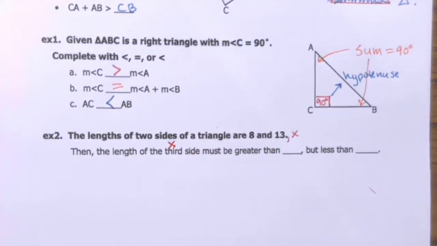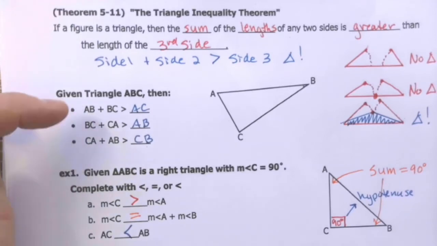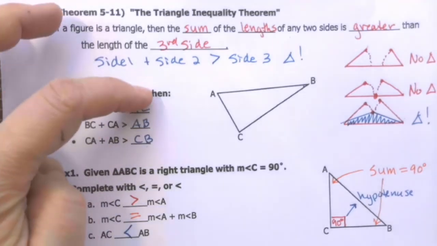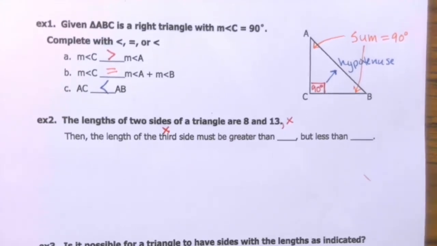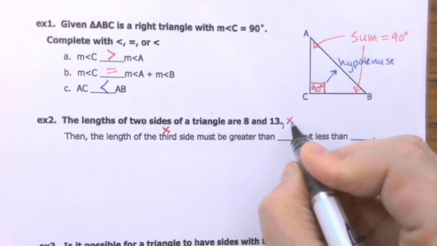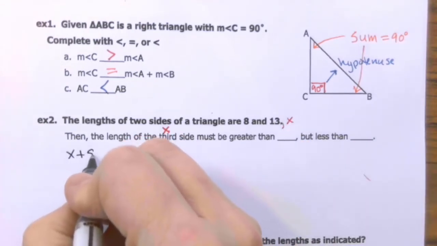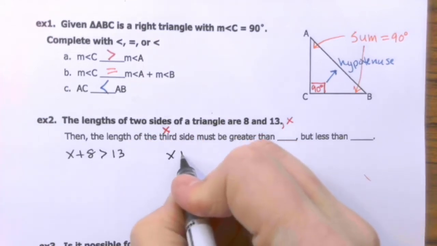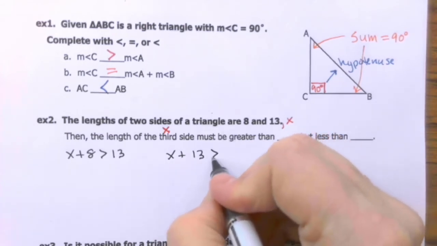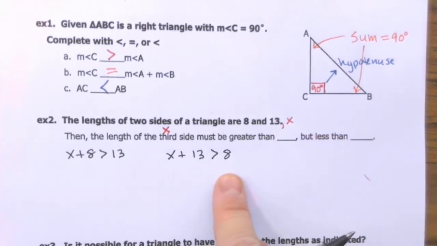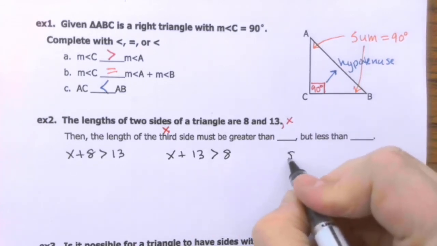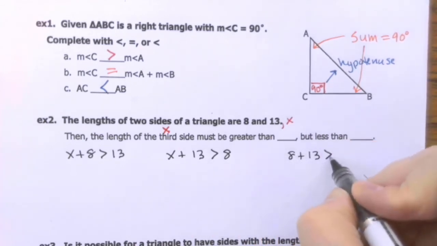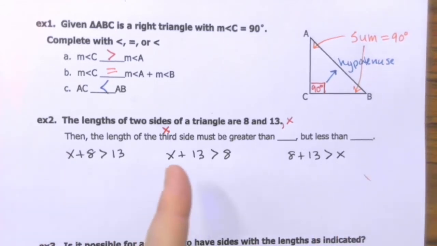So here what we're going to do, just like here where we wrote out the sum of two sides has to be greater than the third, we're going to do the same here. We're going to do all three of them. x plus 8, that sum has to be greater than 13, the third side. x plus 13 has to be greater than 8, so two sides have to be greater than the third side. And the last one, 8 plus 13 has to be greater than x. So we've listed the sum of two sides, and there's only three ways that could go.